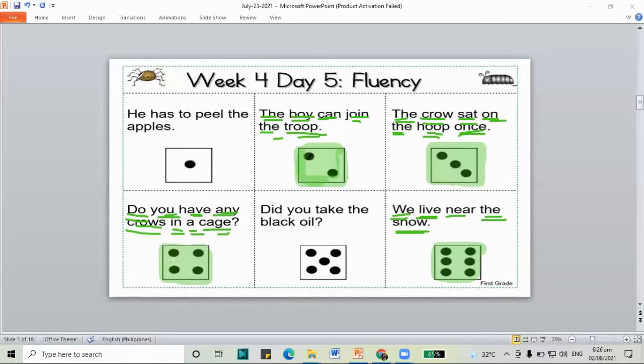We will not use the dice anymore. He has to peel the apples. Let's color our dice. And the last one: Did you take the black oil?